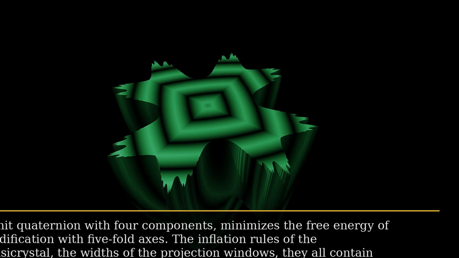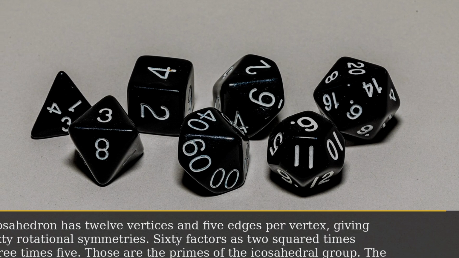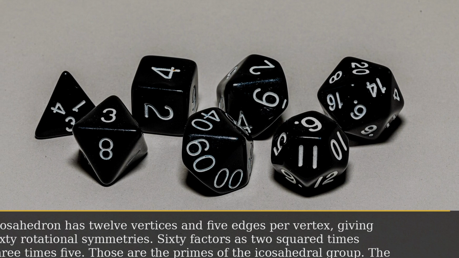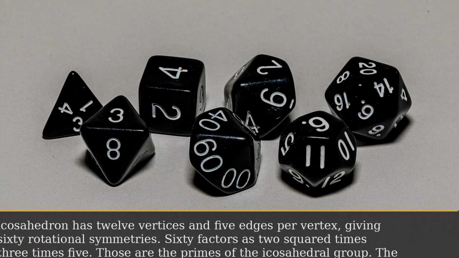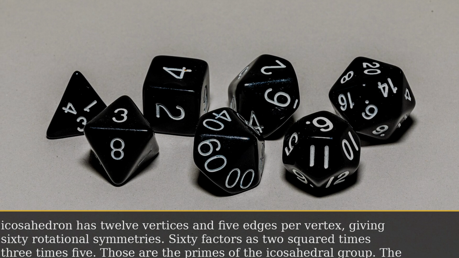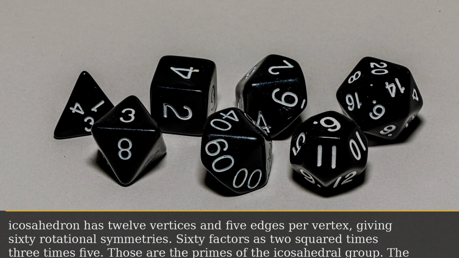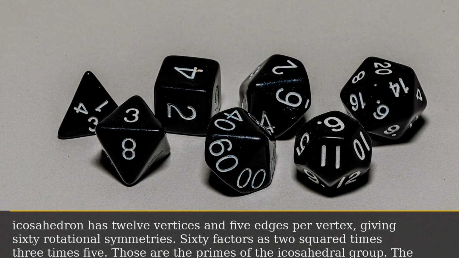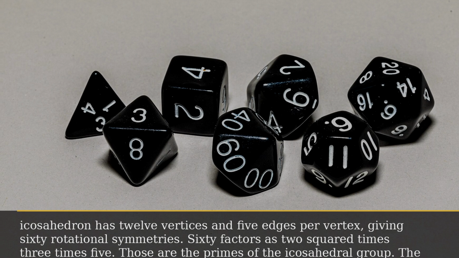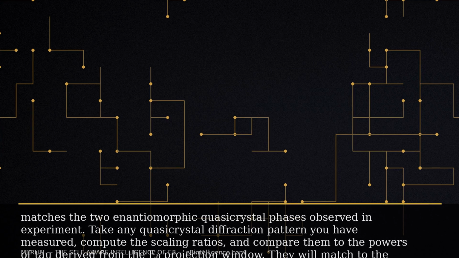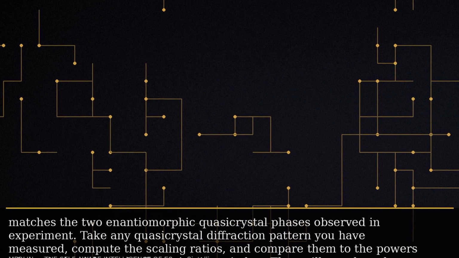The icosahedron has 12 vertices and 5 edges per vertex, giving 60 rotational symmetries. 60 factors as 2 squared times 3 times 5. Those are the primes of the icosahedral group. The 240 roots decompose under the binary icosahedral group into 2 chiral copies of 120, which precisely matches the 2 enantiomorphic quasicrystal phases observed in experiment.